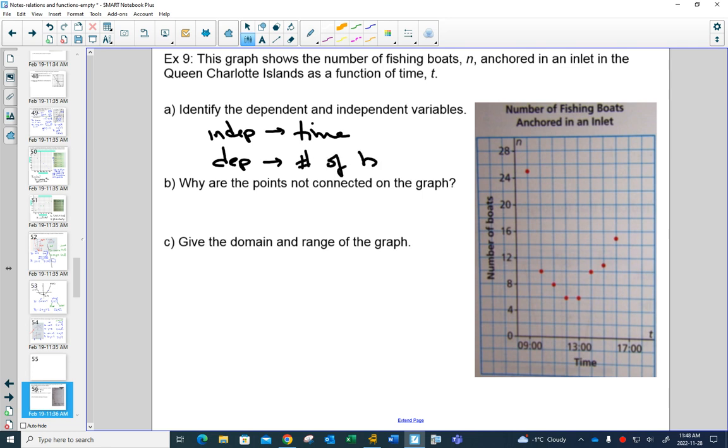Number of boats. Why are the points not connected? What would be the reason that you shouldn't connect the dots? Because it's all over the place. Well, that wouldn't be enough of an explanation. You can't have 0.5 of a boat.